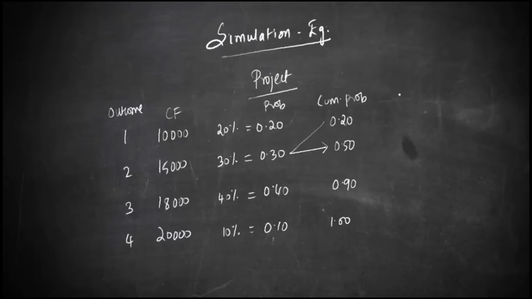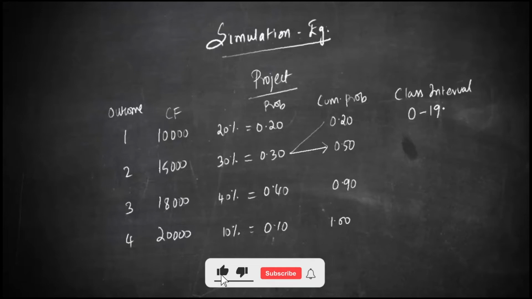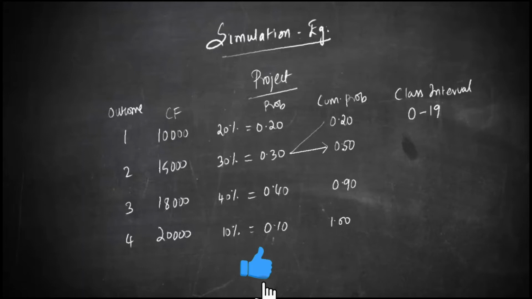Then you have to develop what is known as class intervals. We'll call it a random class interval. The class interval is nothing but 0 to 19, because your cumulative probability is 0.20, that is 20%. So your class interval is expressed as 0 to 19, whereas your next cumulative probability is 0.5, that is 50%. So your next class interval can be 20 to 49. Then automatically your third class interval can be 50 to 89, and your fourth class interval can be 90 to 99. So in this way you have different types of class intervals.